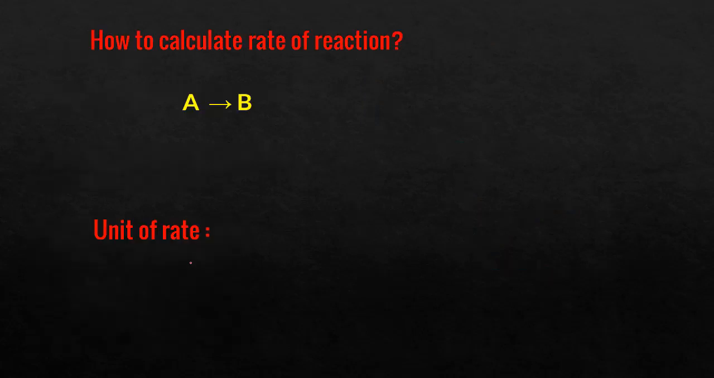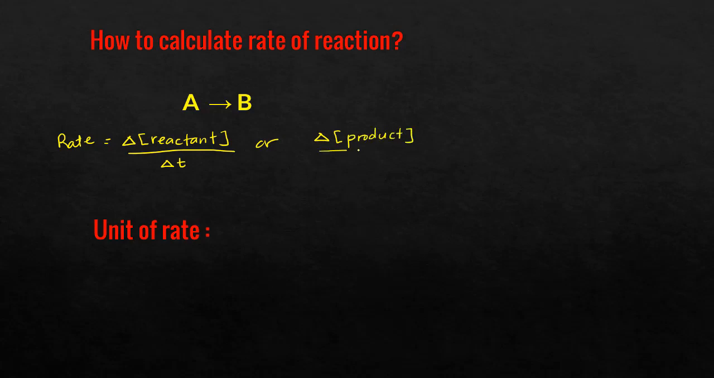How to calculate rate of reaction. So you have already learned previously during SPM level, right? How to calculate rate of reaction. So basically rate, right? Rate is the changes in concentration of reactant divided by the changes in time, alright, or changes in concentration of product divided by the changes in time. So delta T here is time. Alright? Okay.